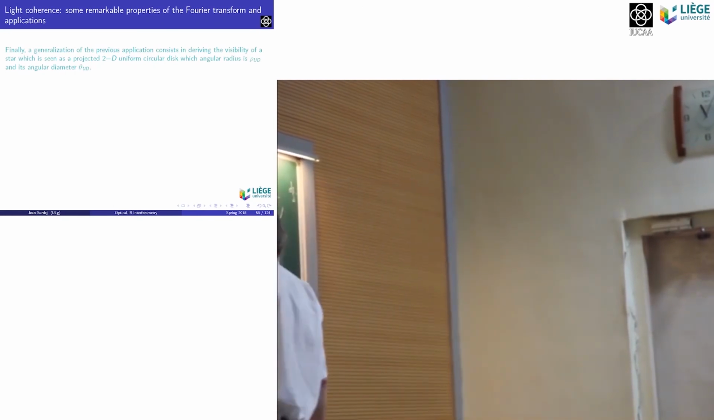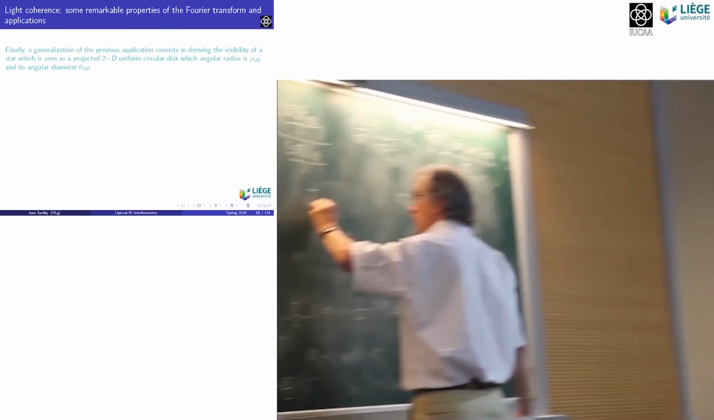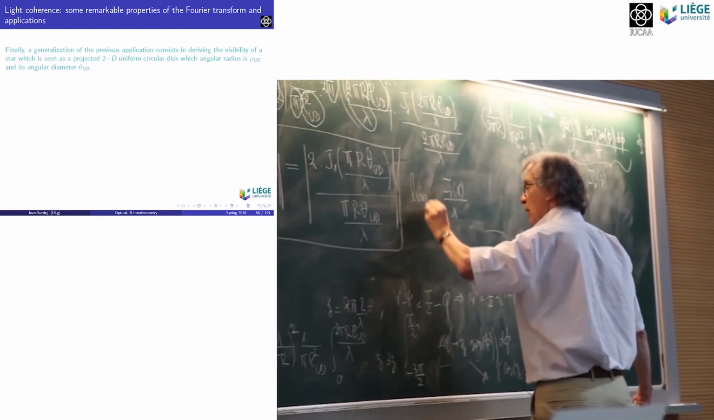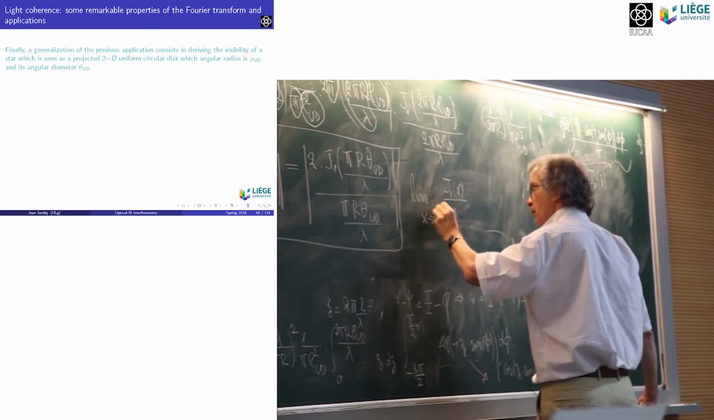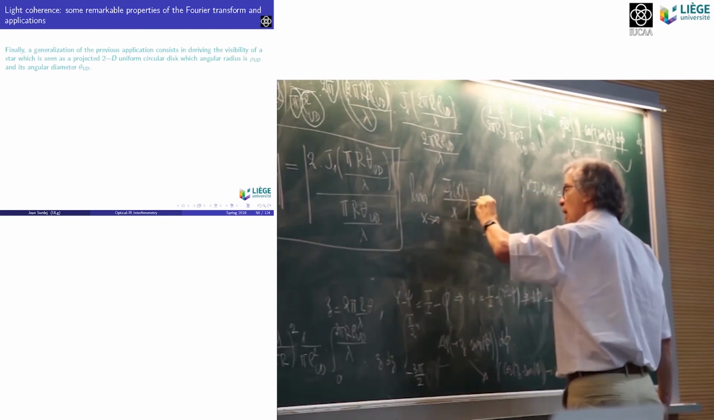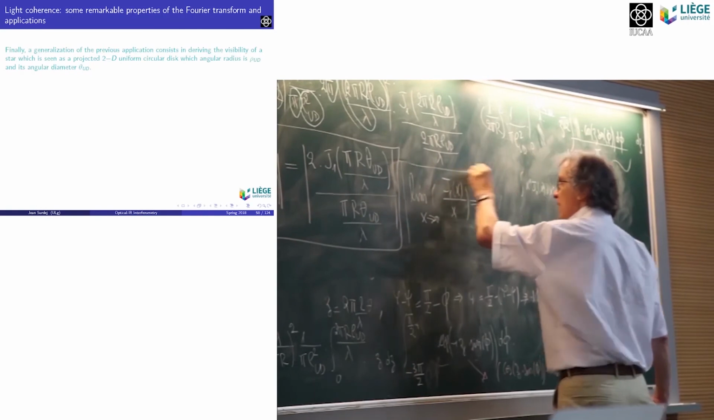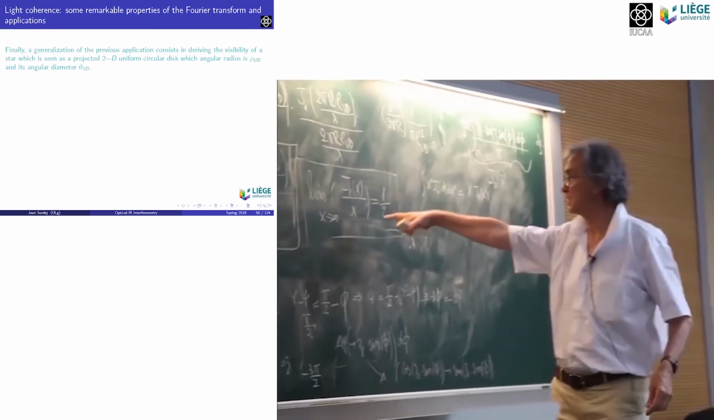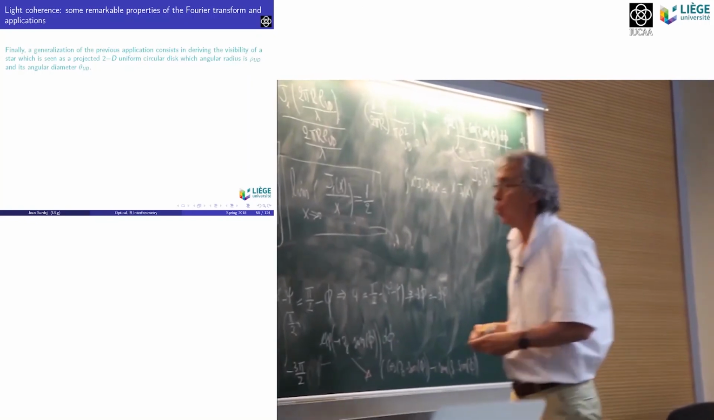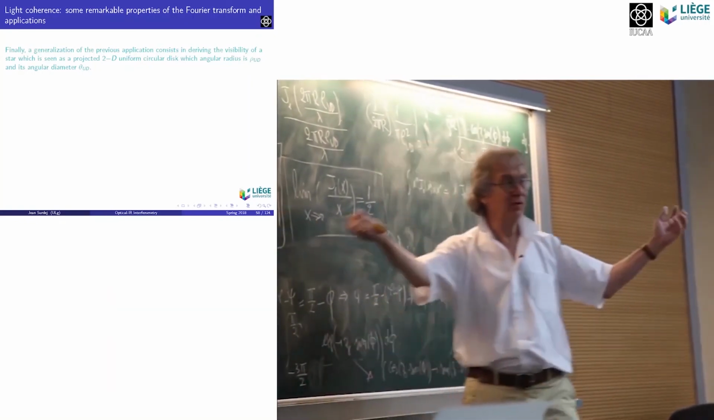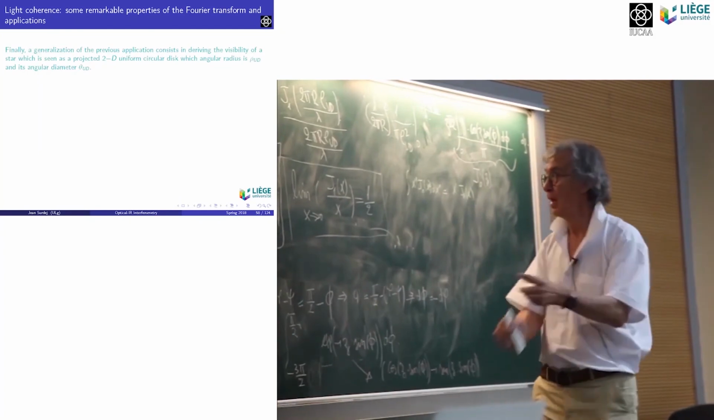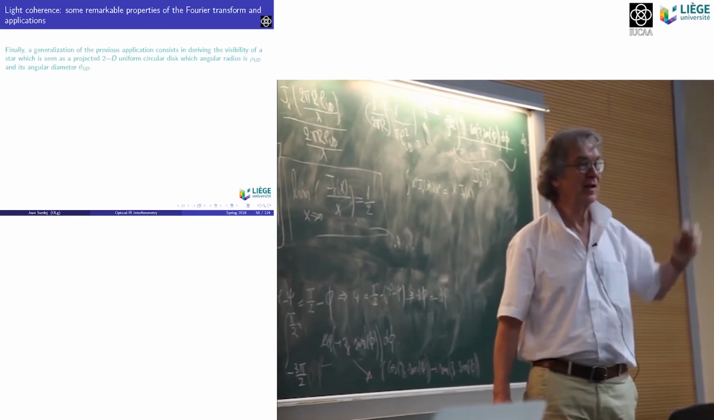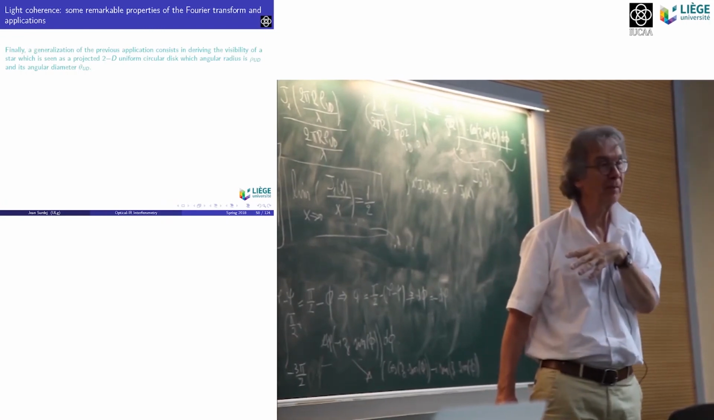Now, it's interesting to know that the limit of J1 over x when x goes to 0 is equal to 1/2. This is a property of the first-order Bessel function. When x goes to 0, this quantity goes to 1/2. It means that when r, the separation between my two telescopes, goes to 0, this goes to 1/2 times 2, which is 1. So I find a visibility of 1, so I know I didn't make a mistake.